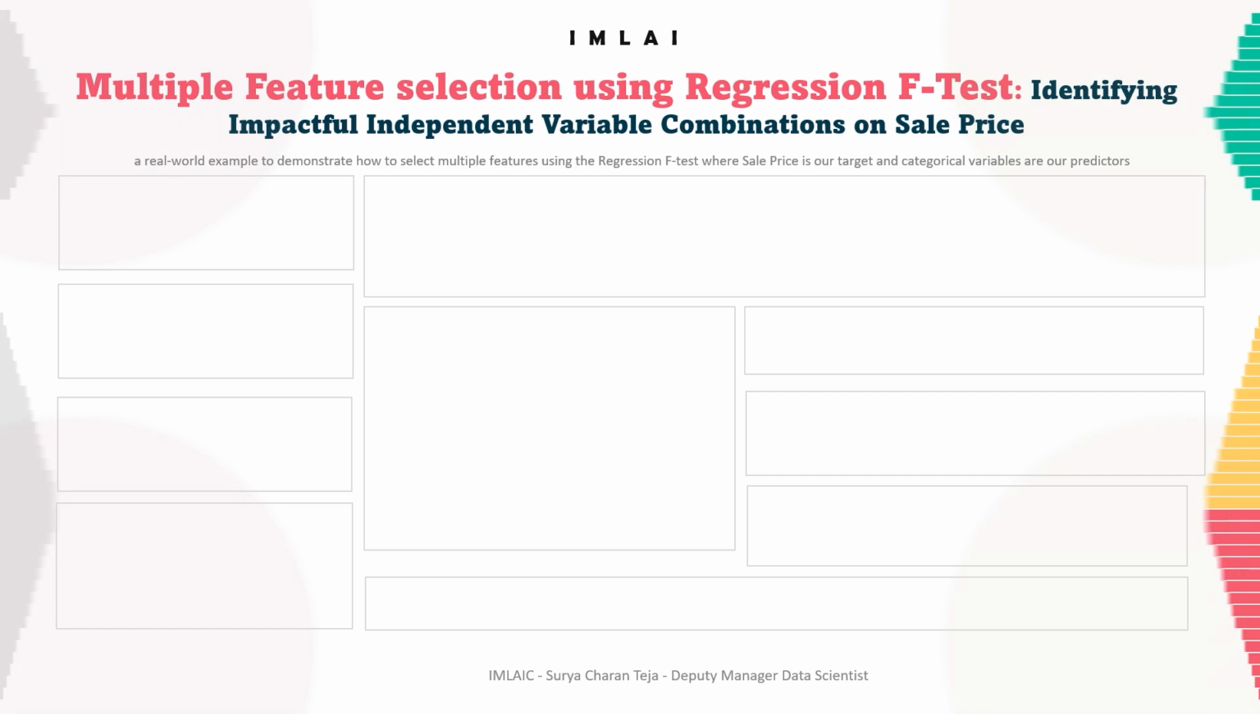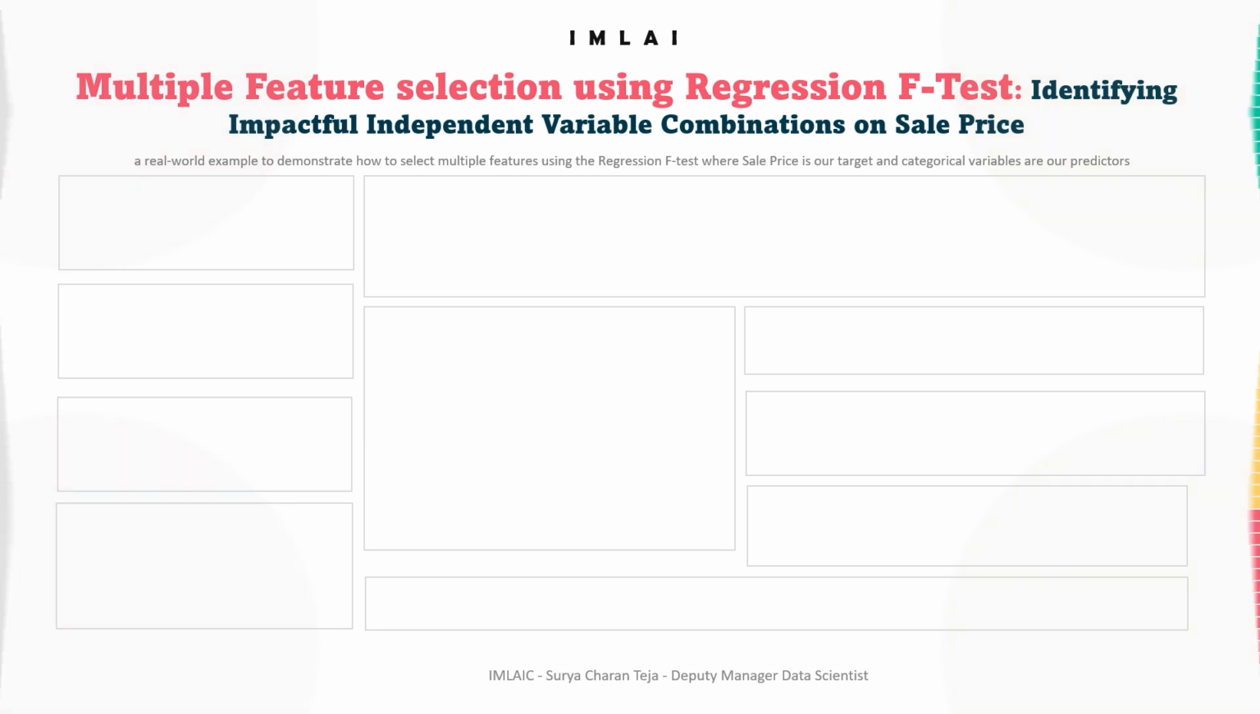So identifying impactful independent variable combinations on sale price, and that's what we are going to do. This is an example here. We will take a real world example to demonstrate how to select multiple features using the regression F test, where sale price is our target and categorical variables are our predictors.